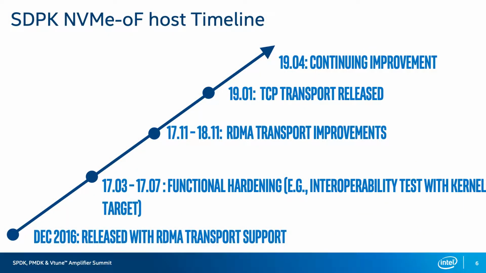The host timeline is pretty similar. About 6 months after the target was released, we released the host, or the initiator side, for SPDK, and did a lot of interoperability testing with the kernel, and continued to improve it. The TCP initiator was released at the same time as the TCP target in January of this year, and we're working in 1904 and beyond to continue the performance that you all expect to see from the NVMe over Fabrics target and initiator.